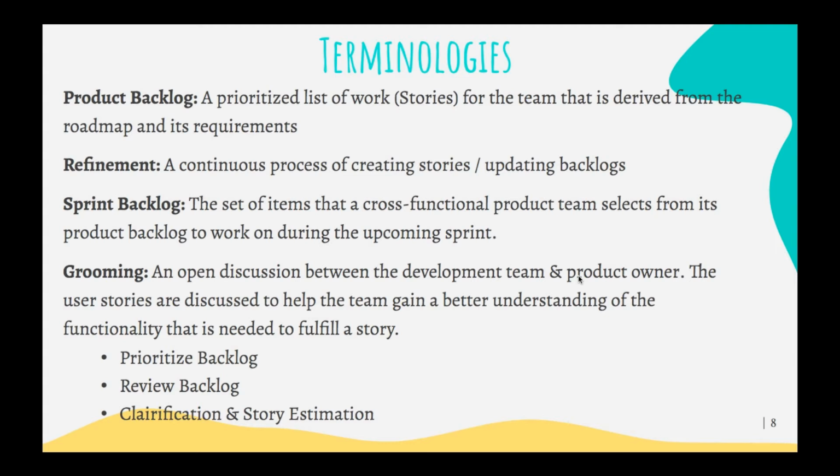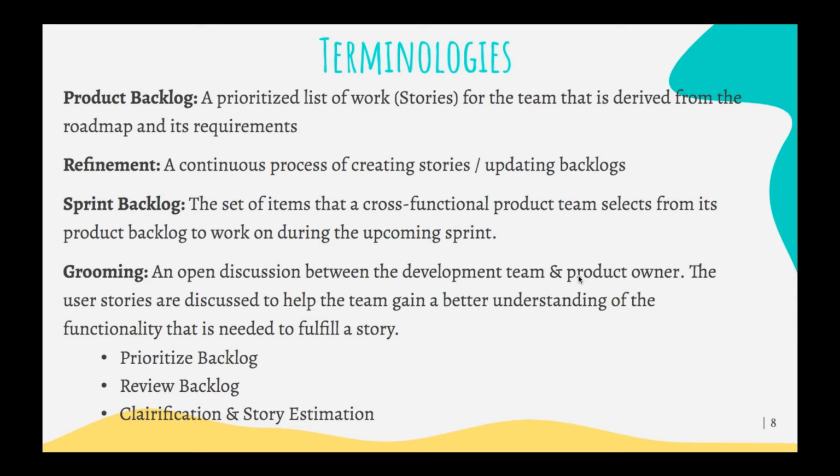Product backlog. There are two backlogs: one is the product backlog and the other is the sprint backlog. So what is the product backlog? This is the list of stories for a team that is derived from the roadmap. For example, you have team A and team B. The product backlog has the list of stories that would be divided between the two teams, right? Different functionalities that come into one single product. Refinement is the continuous process of creating the stories or updating the backlog, right?